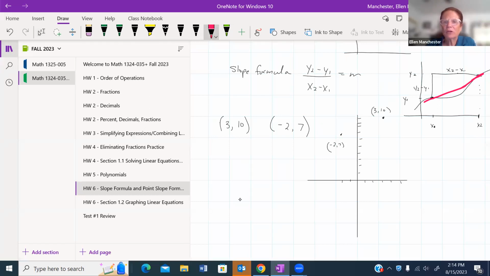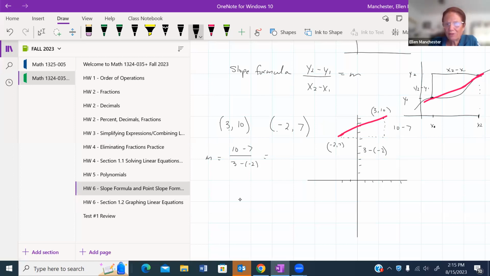So what we're looking for is what is the slope between these 2 points. How is the slope changing? Well, when I'm doing the difference in the Y's over the difference in the X's, my rise is 10 minus 7. My run is 3 minus a -2. So when we're using our slope formula, it's 10 minus 7 and 3 minus a -2.